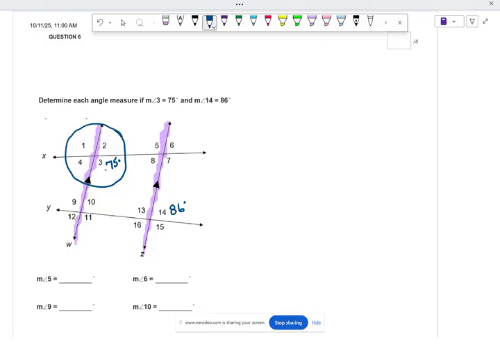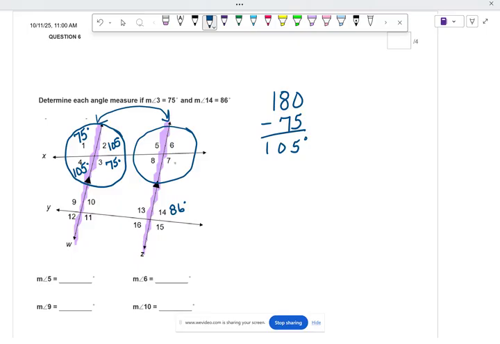All right, if angle 3 is 75, then angle 1 is also 75 because vertical angles are always congruent. To find angle 2 and angle 4, you have to subtract. 180 minus 75 would be 105 degrees. Angle 4 is 105. Angle 2 is 105. Now, our rule is we have to move from a purple parallel to another purple parallel. So we're going to take these 4 angle measures and move them over to 5, 6, 7, and 8.